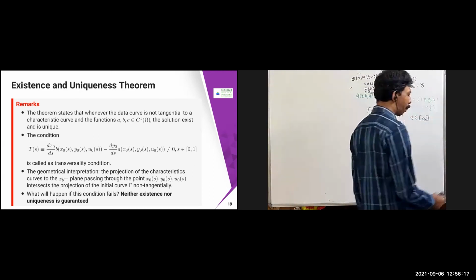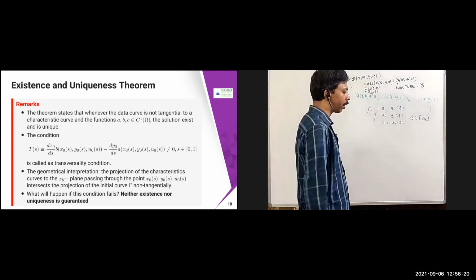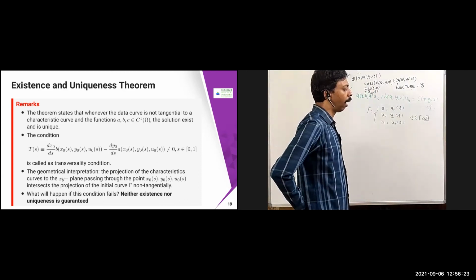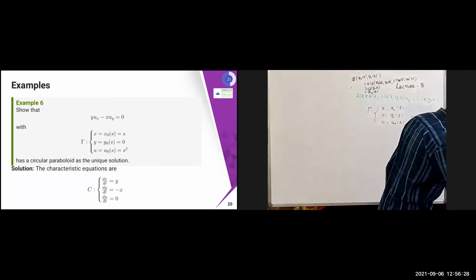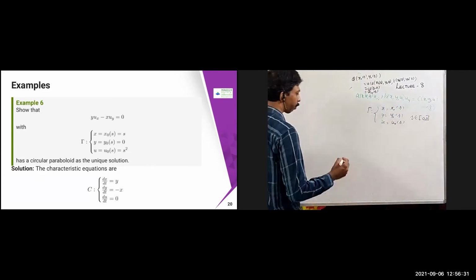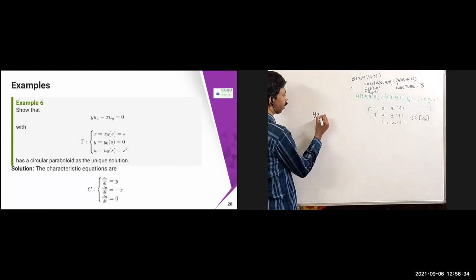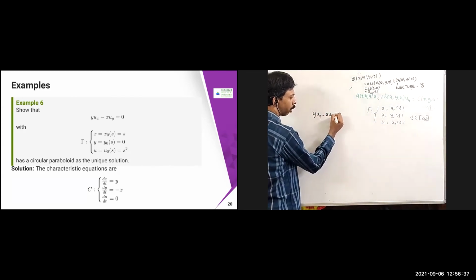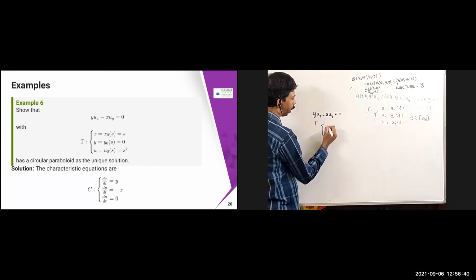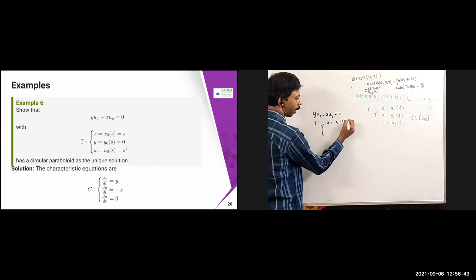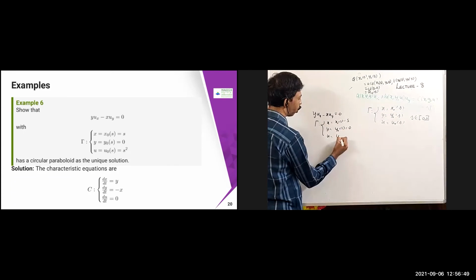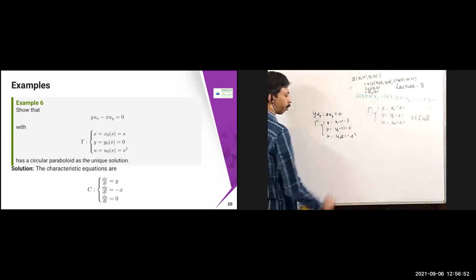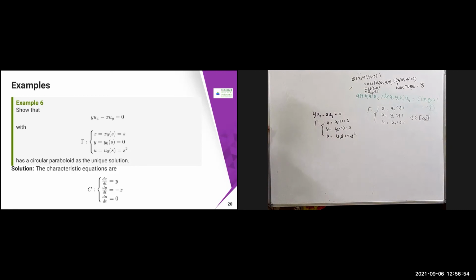So what will happen if this condition fails? Suppose this T of s is equal to 0, then automatically neither existence nor uniqueness is given. Let us see that with an exercise. Let us see two exercise problems, and then we will complete the class. So you have y u_x minus x u_y equal to 0, with initial curve gamma: x equal to x naught of s equal to s, y equal to y naught of s equal to 0, u equal to u naught of s equal to s. What you have to prove is that it has a unique solution.